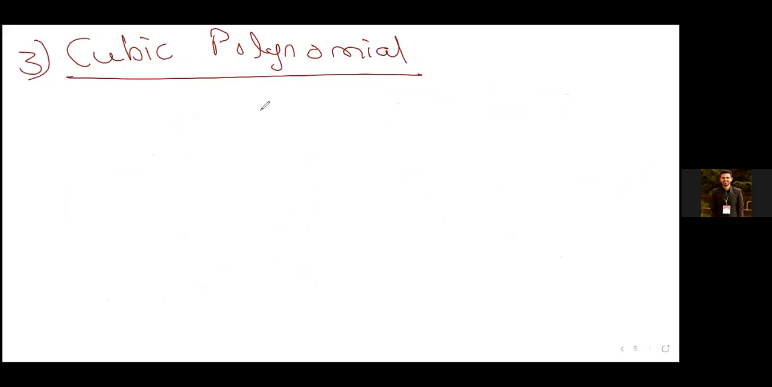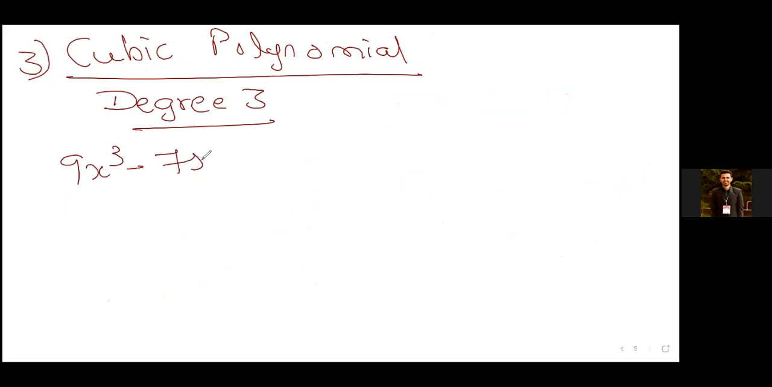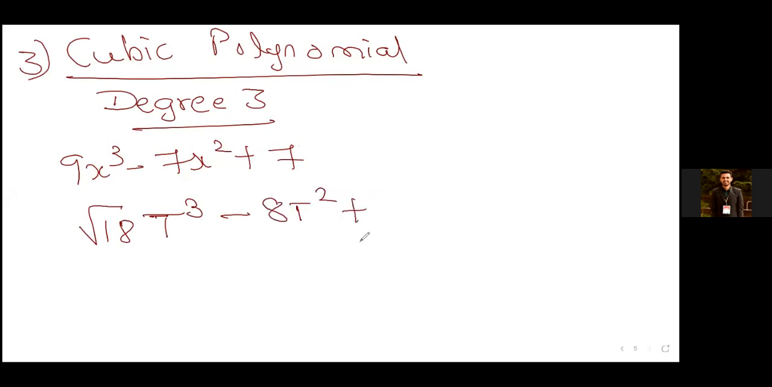Cubic polynomial. This is a polynomial of degree 3. For example, 9x cube minus 7x square plus 7, or square root of 18 t cube minus 8t square plus 4. So these are examples of cubic polynomials having degree 3.